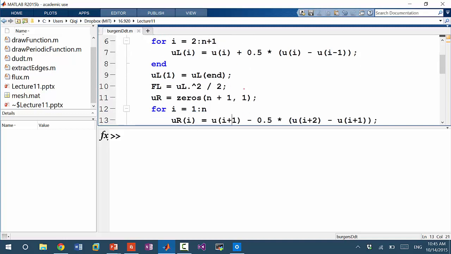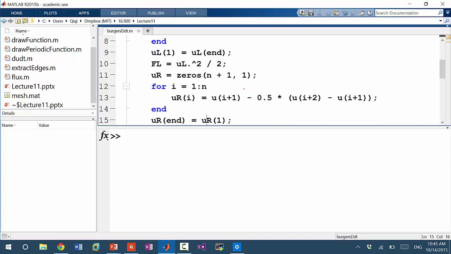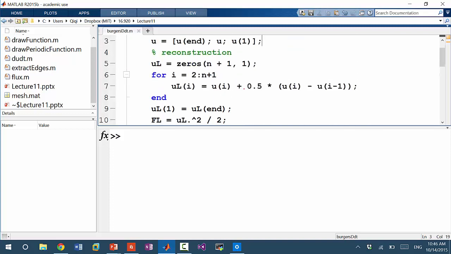Also, when we construct the UR, we did that for 1 to n, and I should copy the UR of 1 to UR of n to make it periodic. So that was the bug I neglected yesterday. You can see all the bugs come from boundary conditions. That's where it's extremely easy to introduce bugs.